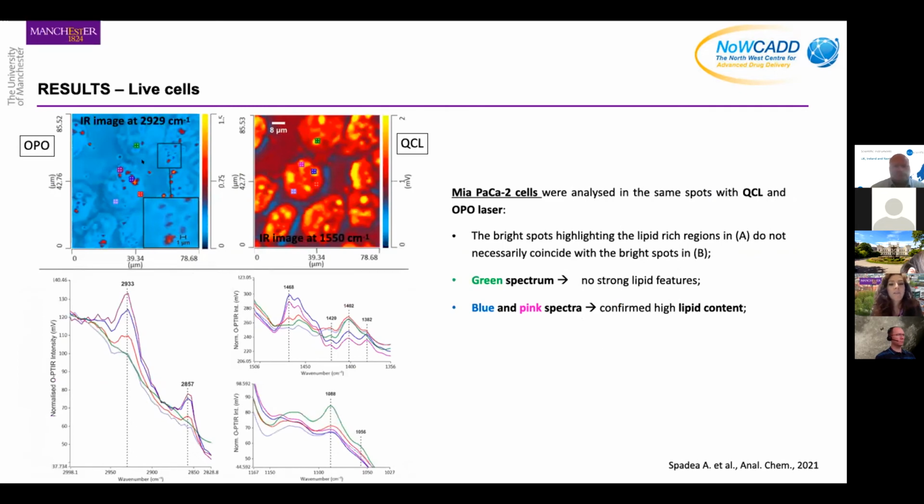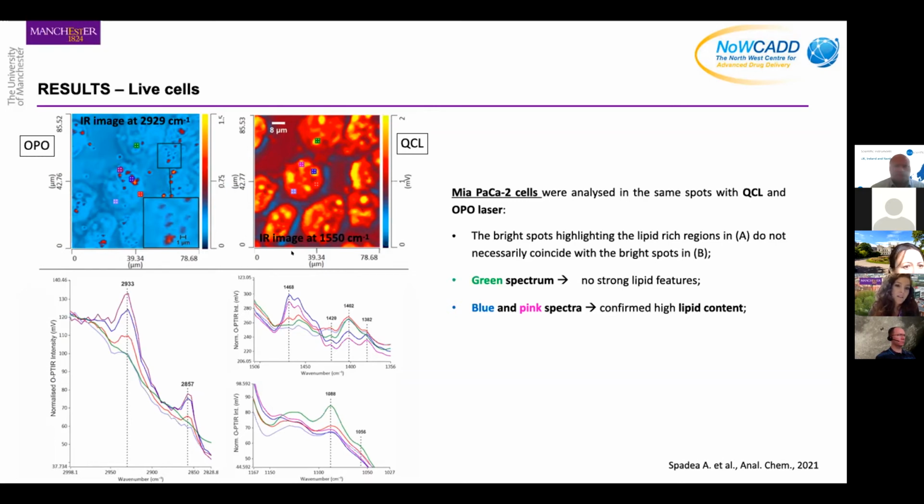Okay, then I carried on observing the MIA-PACA cells, and I took here two infrared images of live cells. This time I tried to get exactly the same spots with the two different lasers, which is challenging enough because when you switch from the OPO laser to the QCL laser, you have to reinitialize the instrument. So essentially you lose the cell location, although you can save the spots where you are. So in this case, we were able to get basically overlapping images with the two lasers.